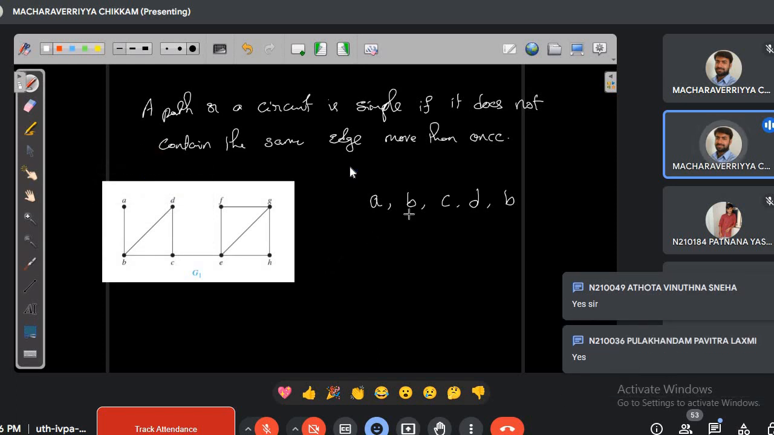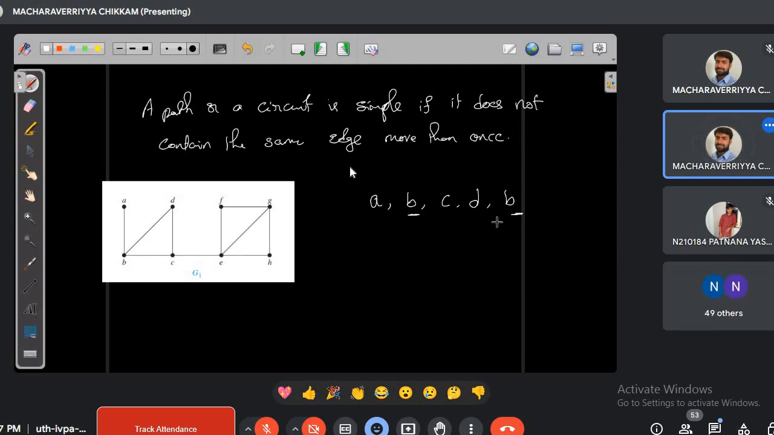Yes. But B is repeated twice, no? Here B is repeated twice. Isn't it a problem? The edge is not repeated, yes. So here the vertex is repeated but not the edge. So the definition is, edge should not be repeated. One edge should occur one time only. Okay, but when it comes to vertex, we do not have that restriction.